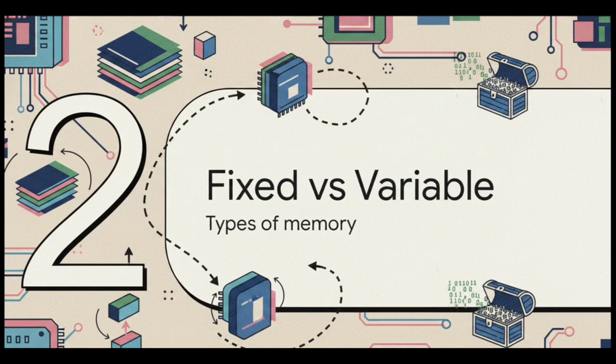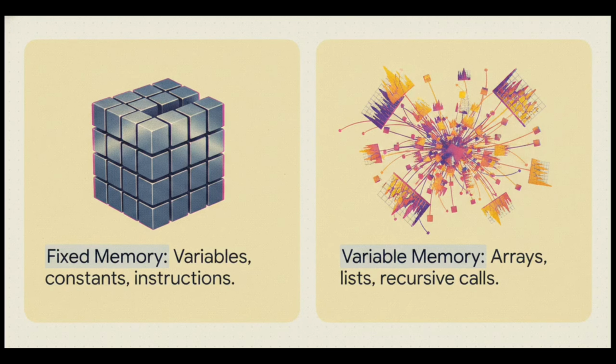Moving on to Section 2, fixed versus variable memory. Let's pop the hood and see where that memory actually goes. Every single program uses memory, but it essentially splits into 2 distinct camps. First up, we have fixed memory. This is your constants, your simple variables, the basic program instructions. This stuff basically stays put, its size never changes.